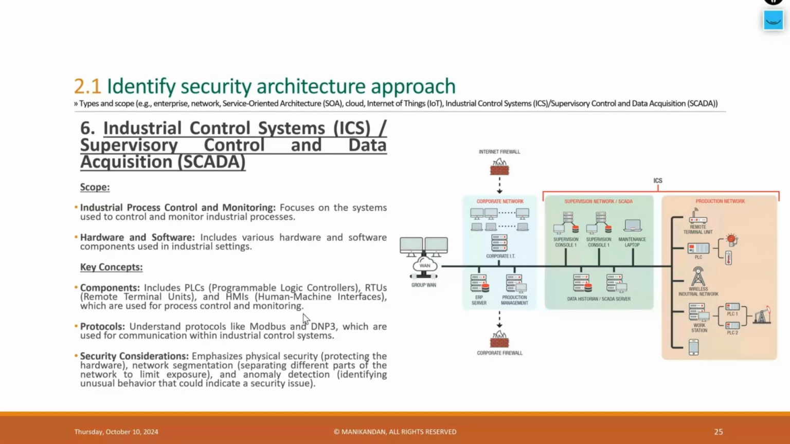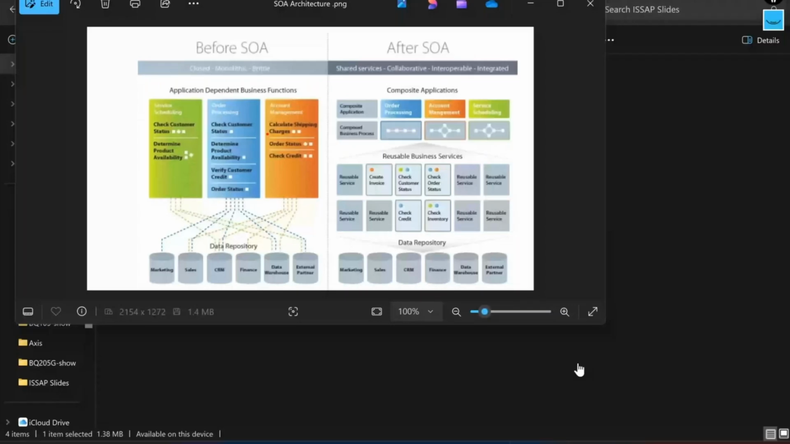As you can see, before SOA and after SOA, what is the difference? Before SOA, we had service scheduling, checking customer status, determining product availability, order processing, and account management. We had application-dependent business functions.